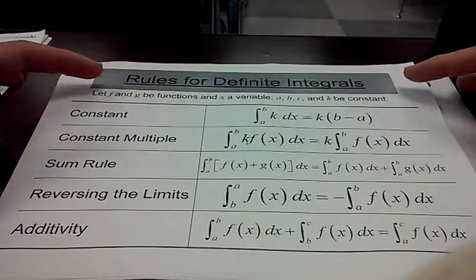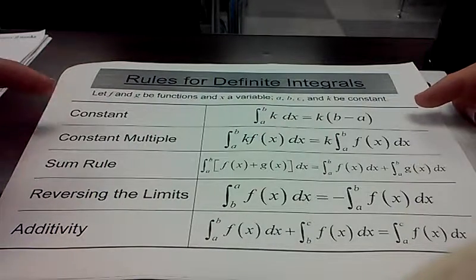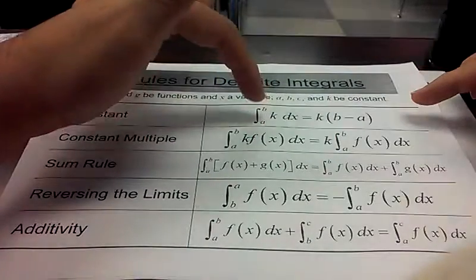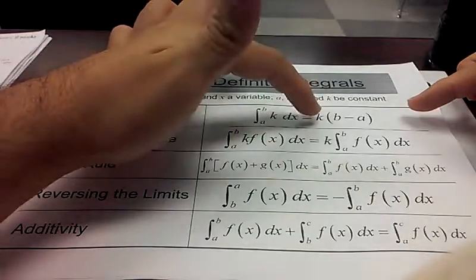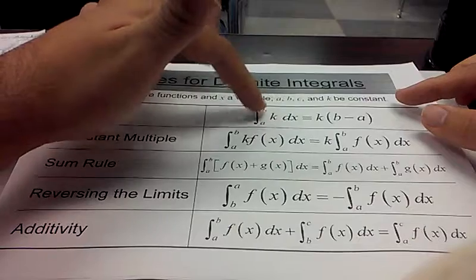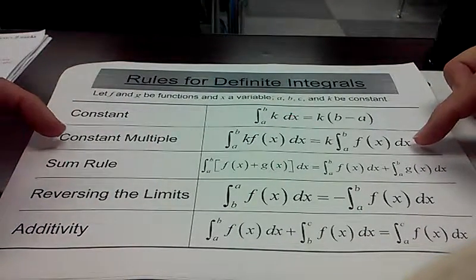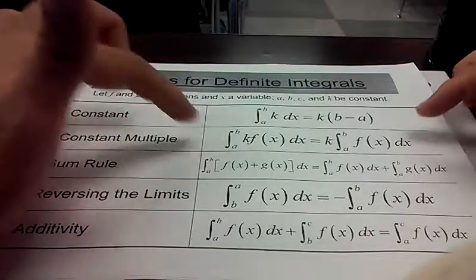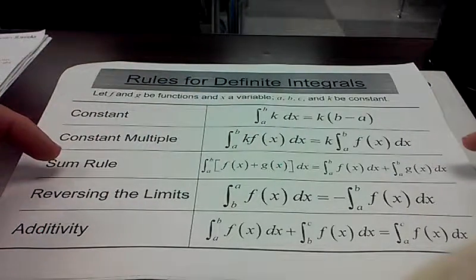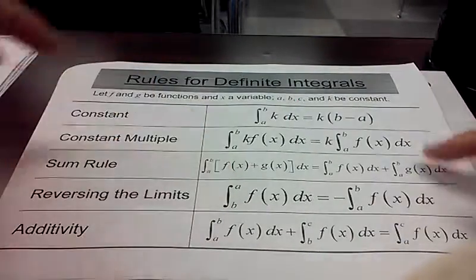Now, there are some rules for definite integrals. They're right here, these 5. First of all, whenever you have the definite integral of a constant, that's equivalent to that constant times the difference of the starting point and the ending point. If you have a constant times a function, you can pull that constant out and it's equivalent. If you have a sum, you can split it apart and do one function plus the other function.